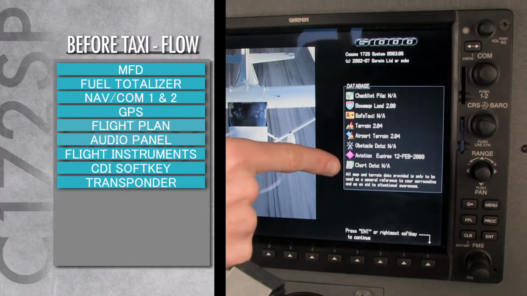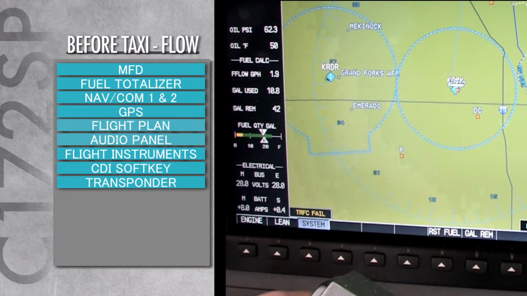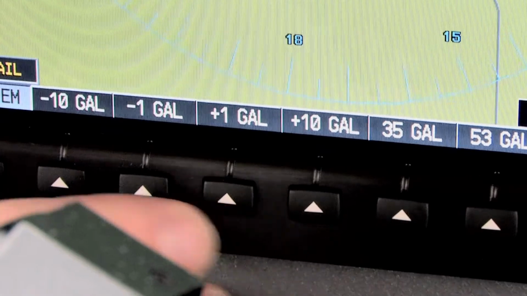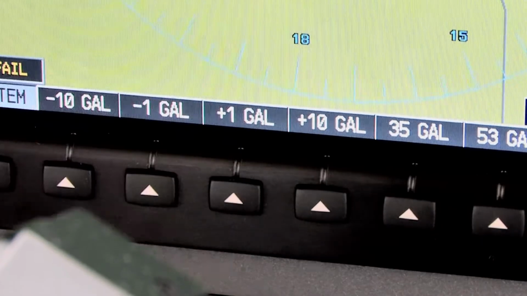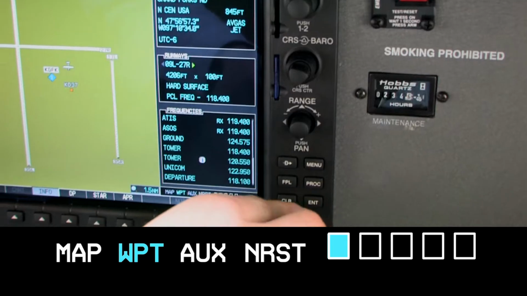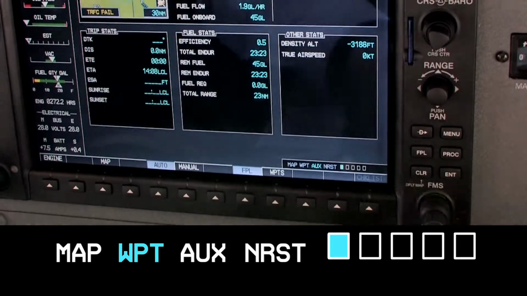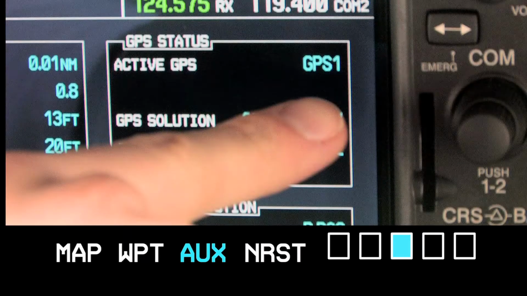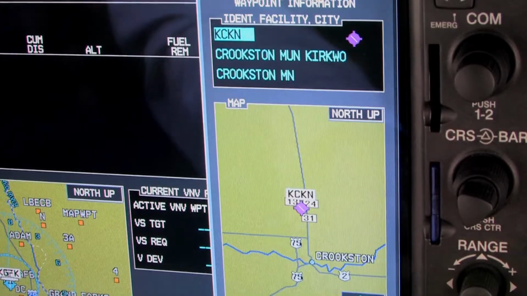After ensuring the database is current, set the current fuel load into the totalizer using the MFD soft keys. As a means of gaining proficiency with the auto load feature of the Garmin 1000, the UND standardization manual requires navigation and communication frequencies be loaded from the waypoint page. Next, check the status of GPS satellite reception on the 3rd page of the AUX page group. Additionally, all UND flights require a flight plan to be loaded into the flight plan page.